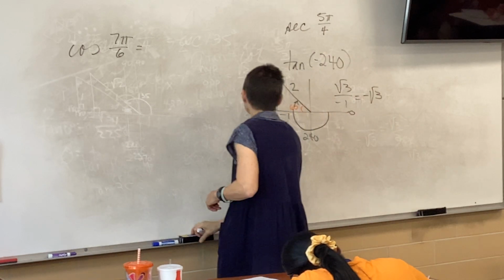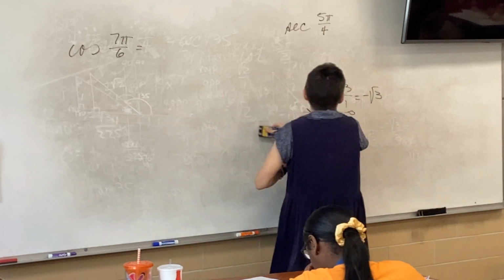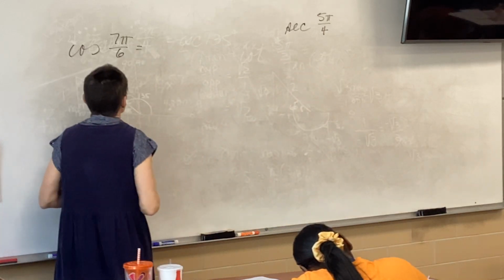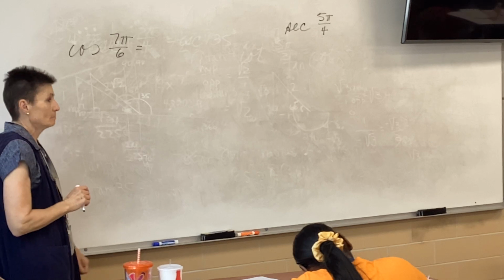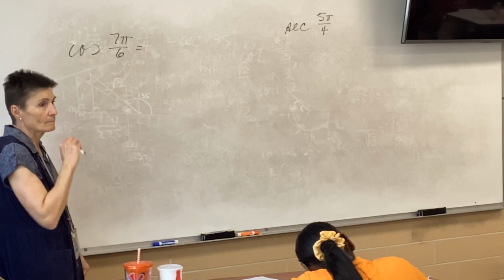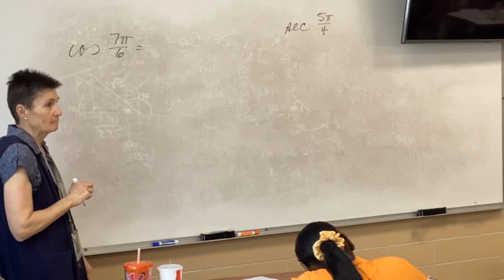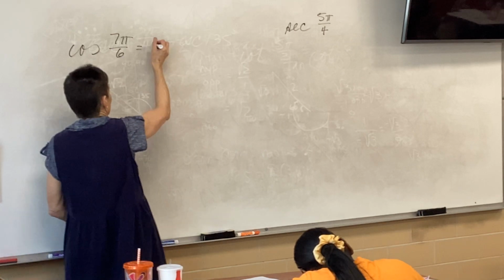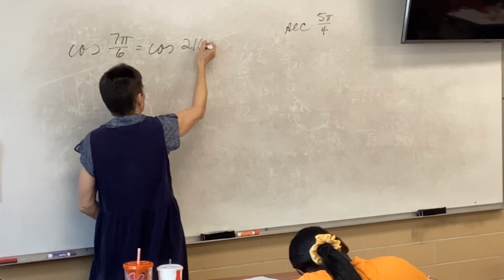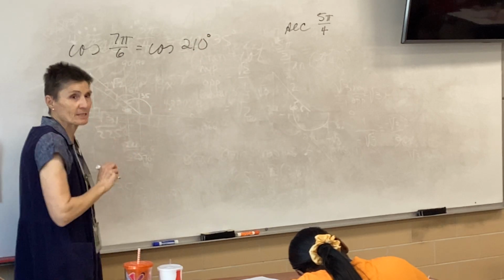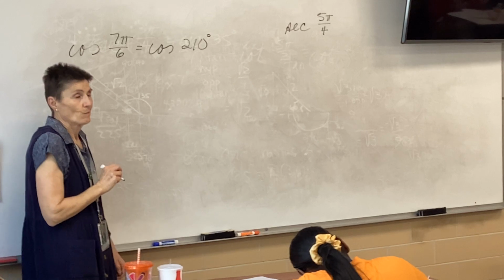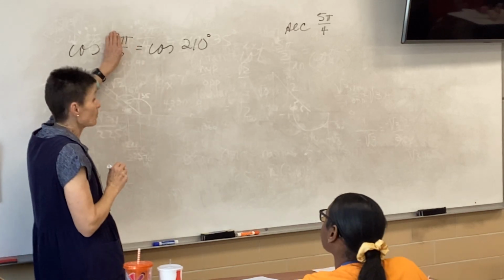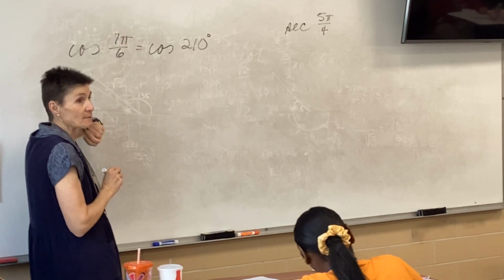So 761. Should be 270. I hope you got... No, it's 210 for this first angle. Pi is 180, divided by 6 is 30, times 7 is 210.